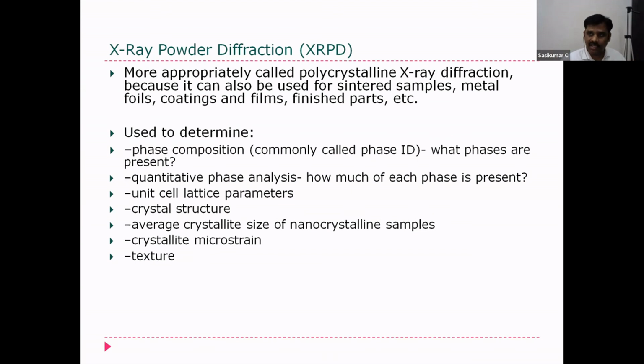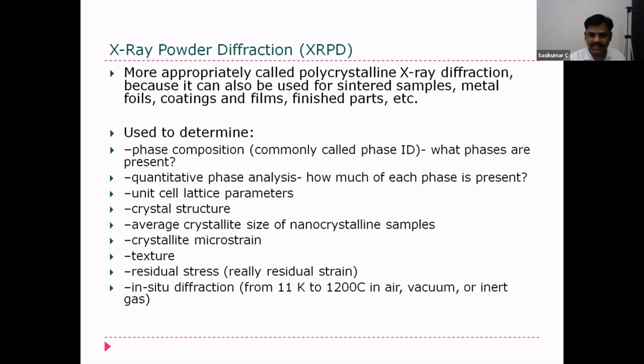Whether it is increasing or decreasing in size, and what is the orientation of this crystal, and what is the lattice strain in the crystal. Is there any defect in the crystal? What is the quantity of defects in the crystal? And what kind of texture is it forming? And any residual stresses in your specimen. So all this information you can get from powder diffraction.